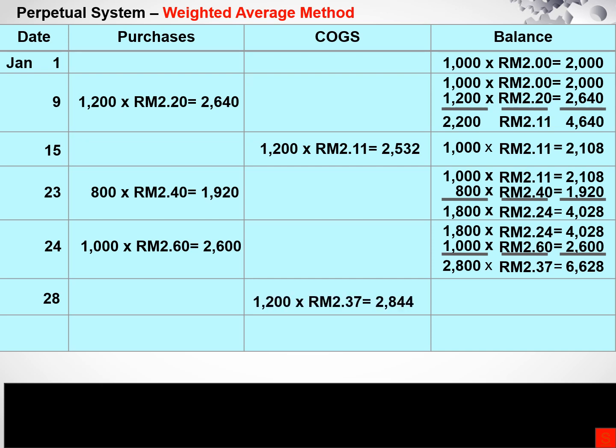On 28 January, sales 1,200 unit times 2 ringgit and 37 cents equals to 2,844. So the balance 2,800 unit minus 1,200 unit equals to 1,600 and the cost is 6,628 minus 2,844 equals to 3,784 and the cost per unit just take 2 ringgit and 37 cents.